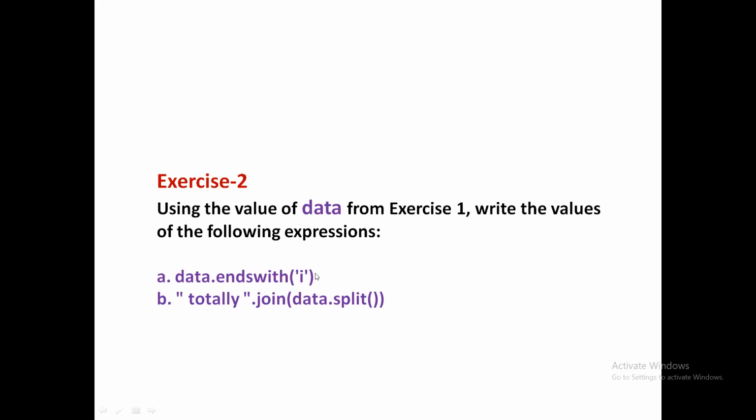Okay. So you try it out ideally. Just reinitialize data to Python rules and then call this method data dot endswith of I. It should return false because the string is not ending with I.